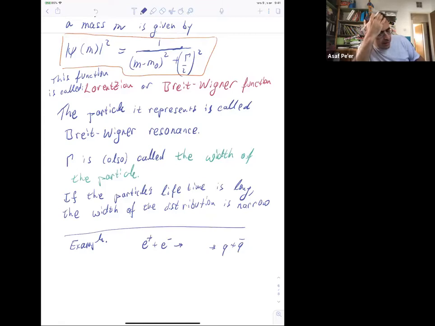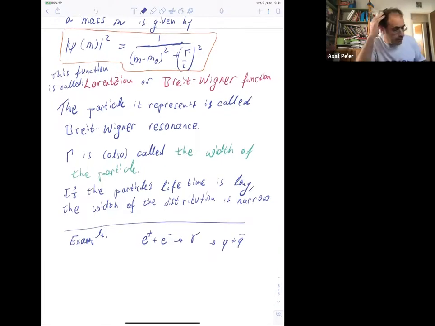Now, this can be mediated by two channels. The mediator can be a photon, that's QED, quantum electrodynamics. But it can also be a Z boson, a weak interaction. Both are allowed. So what happens at low energies? The QED channel dominates. This is the QED channel, this is the weak interaction. So at low energies, the QED channel dominates.